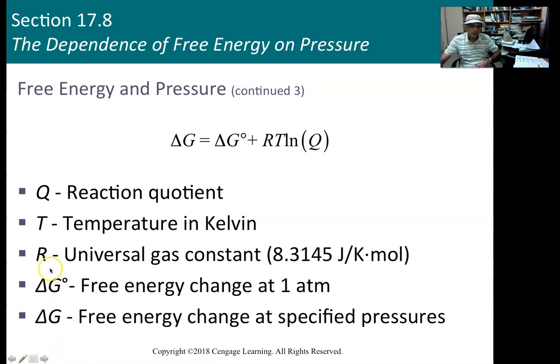Now, one important aspect about the R value here, when we are talking about the free energy term, is that it is actually the universal gas constant. And because we are dealing with energy, we are going to use 8.3145 joules per Kelvin per mole.